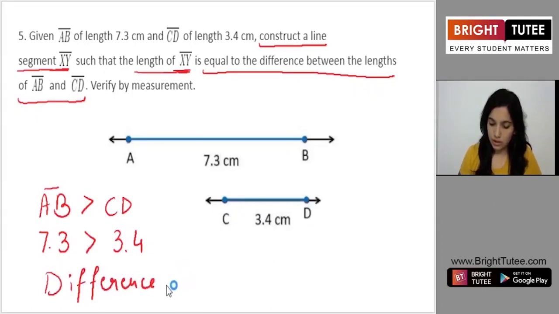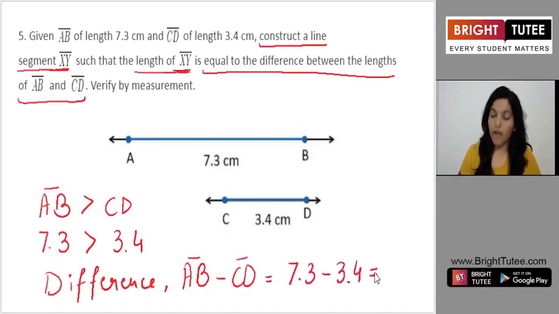Difference, that is AB minus CD, is equal to, we need to do 7.3 take away 3.4. I hope you remember how we do the subtraction of decimal numbers. We write the decimal numbers lined up like this. So the decimal point should be lined up, and then you do your normal subtractions the same way.